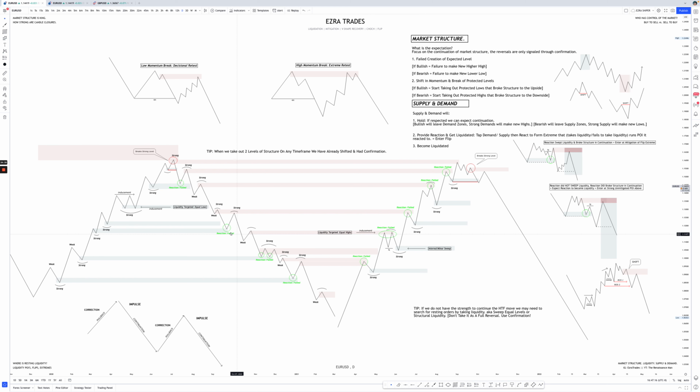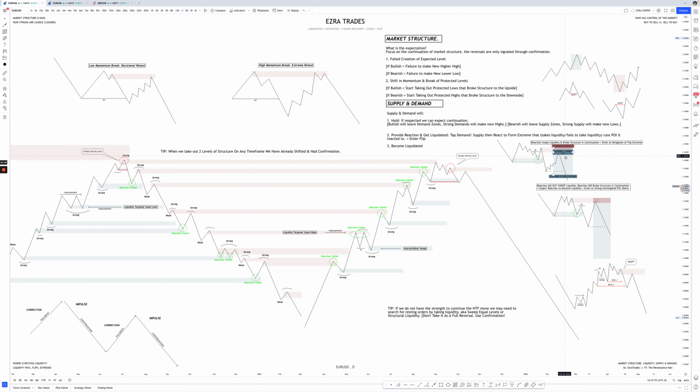Number two, it could provide a reaction, and then it can get liquidated. So for example, let's say we tap demand, right? We're now in the continuation impulsive bearish move. So we tap a demand level, let's say, we react to form an extreme, and if that extreme takes liquidity, or fails to take liquidity but runs the point of interest, let's say the initial reaction, then that could be a potential entry at a mitigation of that level for a flip, right? And I have two examples here that we'll go over, right?